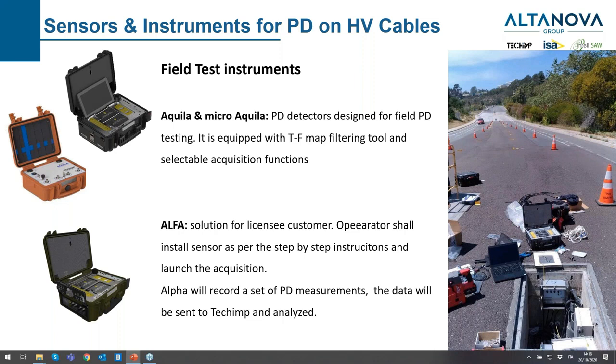Both Aquila and Micro Aquila are battery-equipped instruments. They can also work on automatic monitoring sessions, so given a time span between two different acquisitions, they are able to automatically acquire data for a longer period, from a few hours up to a few days. The data will be stored in the memory of the instrument itself and can be downloaded and studied by operators at the end of the monitoring session.